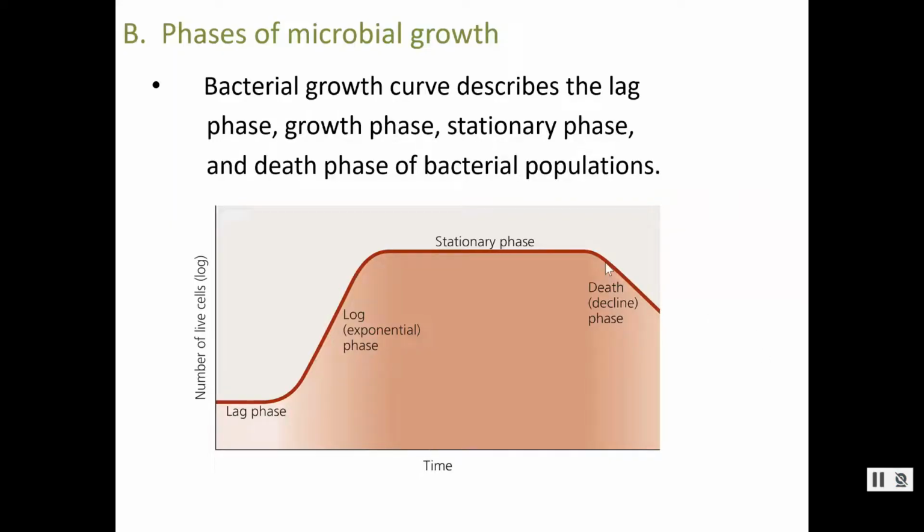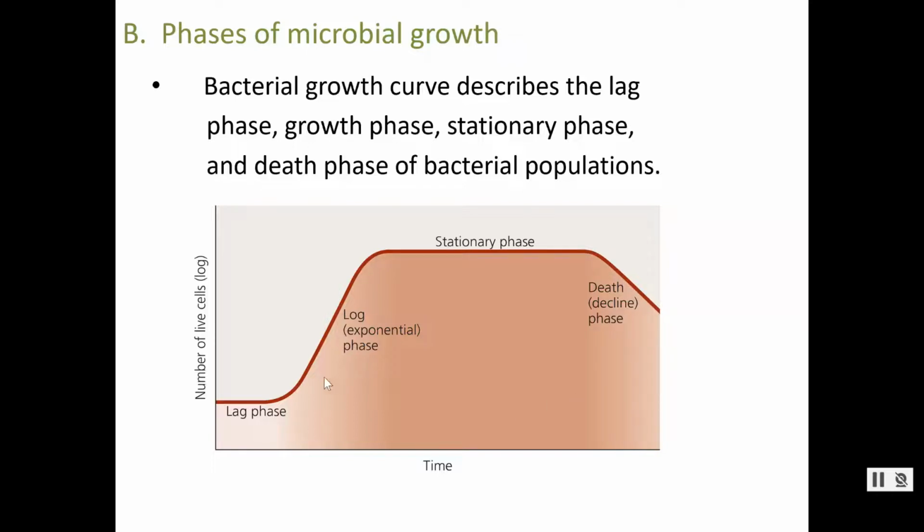So nutrients are limited, and we are now in the death phase. Again, it's not that replication isn't still occurring, it's just that the amount of death is greater than the numbers produced by replication. So this is the death and decline phase in bacterial populations.